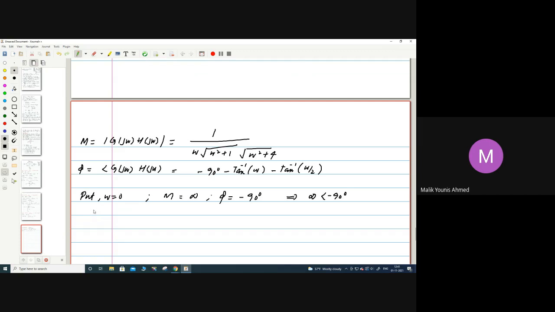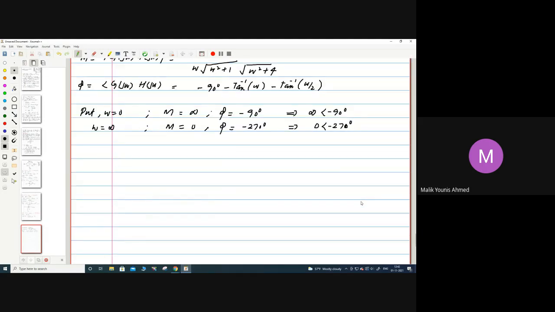The second important point for us is omega is infinity. Magnitude here will be 0 because 1 by infinity is 0. So phi will be minus 90 minus tan inverse infinity. Tan inverse infinity is 90, so that will be minus 270. What will be the point we have to plot? That will be 0 at an angle of minus 270 degrees. These are the two important points.